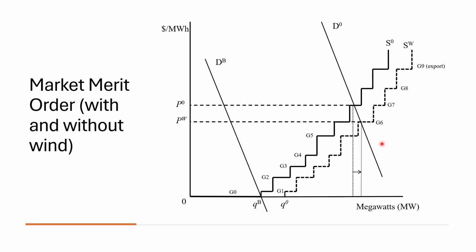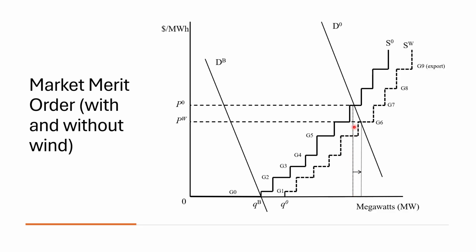Now we can get some more detail on the market merit order with and without wind by looking at this diagram here. So this is the supply stack, the solid line without wind, S0, but with wind it looks like this. The problem is that with wind being intermittent, this dashed supply curve may be shifting back and forth over time. All right, so we have a problem that we have to take that into account.